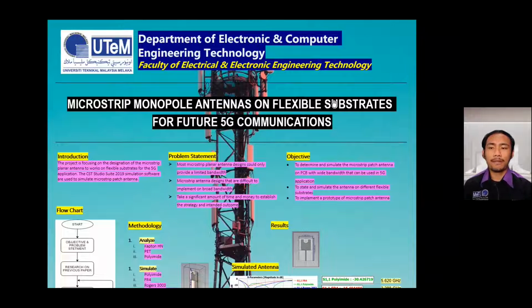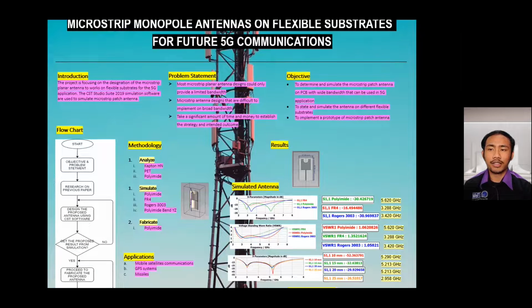So, first of all, I will explain the introduction. The project is focusing on the design of a microstrip planar antenna to work on flexible substrate for 5G application. The CST Studio Suite 2019 simulation software is used to simulate the microstrip patch antenna.